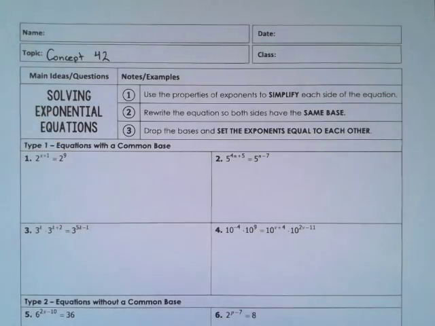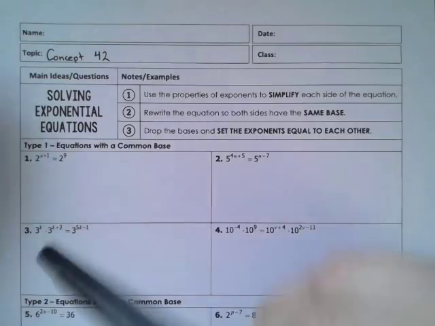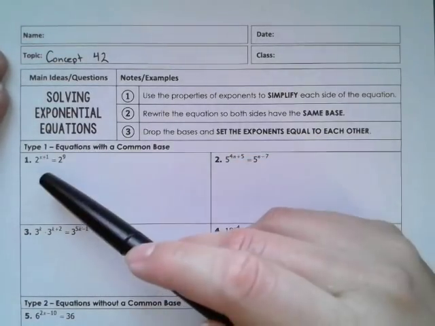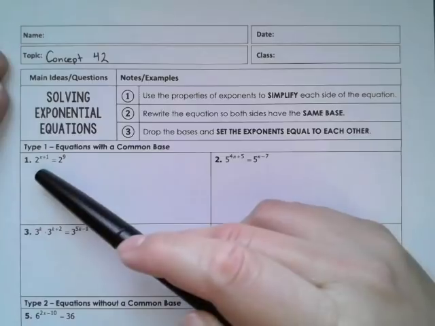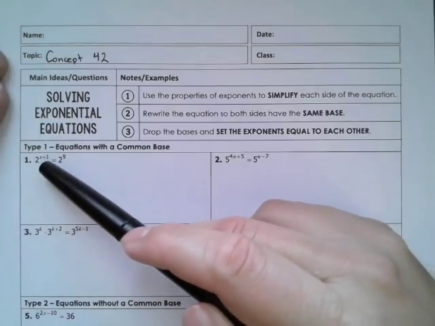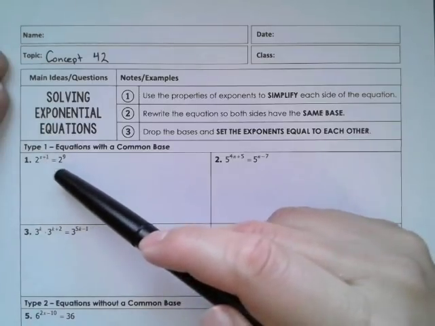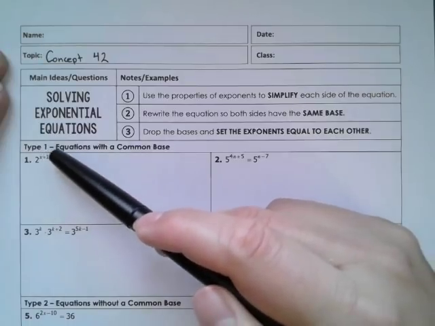Now, for this first one, here's our first type of problem: equations with a common base. These are the easier ones. I have 2 to the x plus 1 is equal to 2 to the 9th. And just think logically what this statement is saying. Okay, I have an equation. These two sides are equal to each other. So, if the base is 2 here and the base is 2 here, therefore the exponents have to be equal to each other.